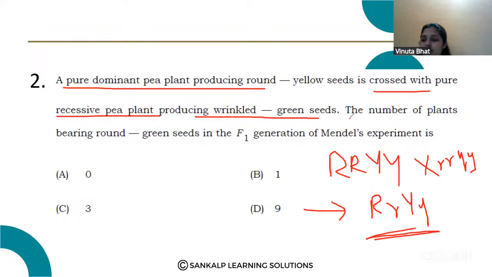See the question: the number of plants bearing round green seeds in the F1 generation. In the F1 generation, no plant will produce round green seeds. All the plants produce round yellow seeds. The options are: A 0, B 1, C 3, D 9. So the number of plants bearing round green seeds is zero, and option A is the correct answer.